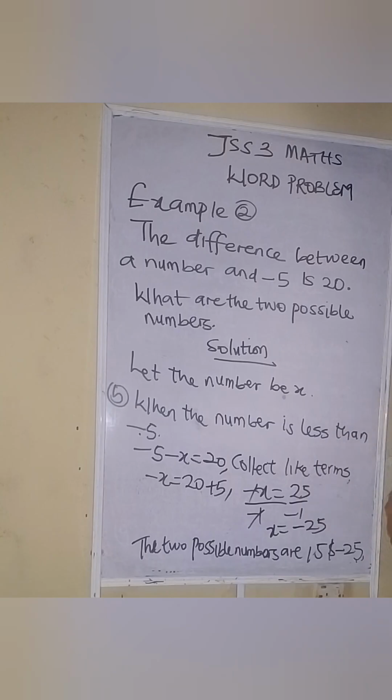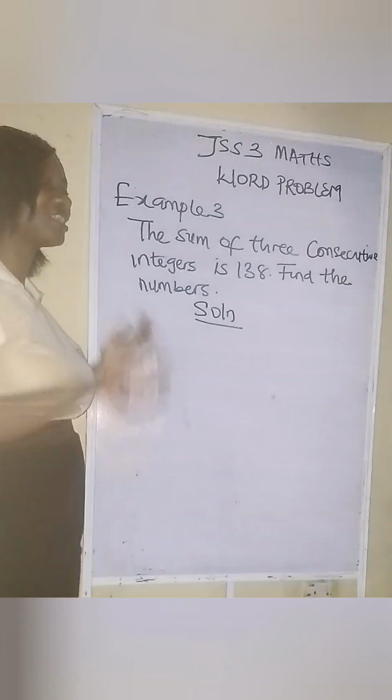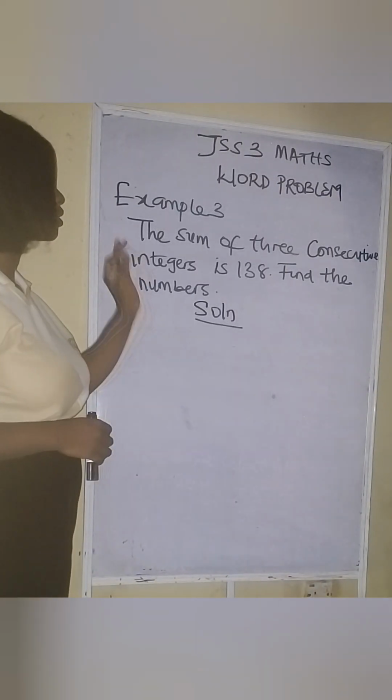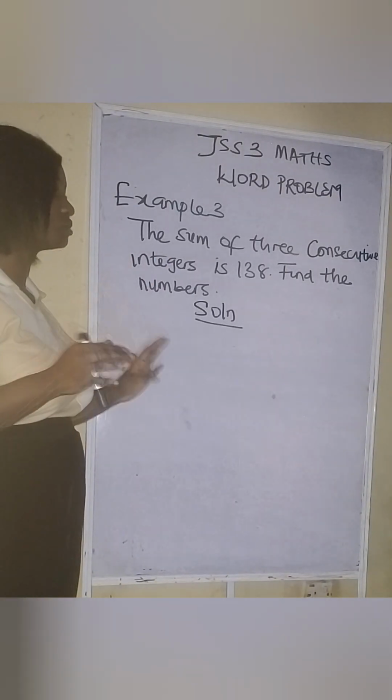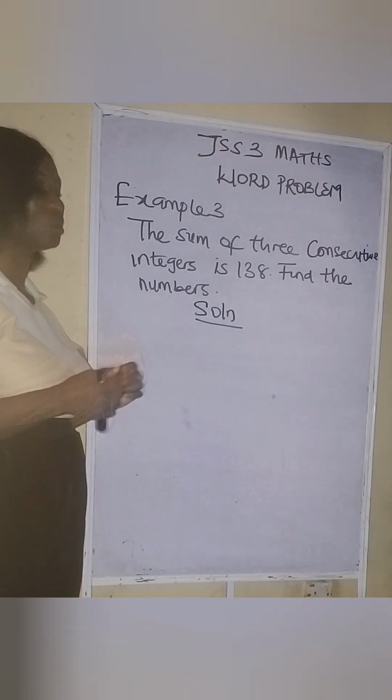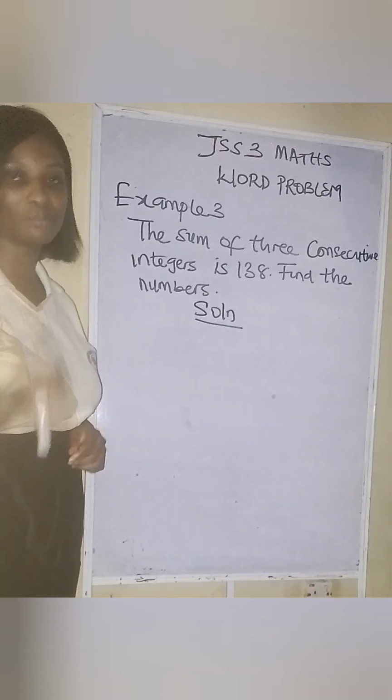So this is our answer. Let's solve another question. This is another example that I want to solve. The sum of 3 consecutive integers is 138. Find the numbers. We don't know the numbers.